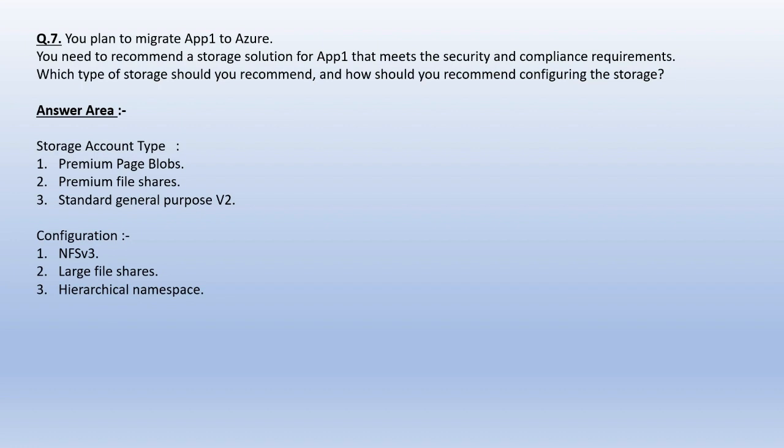First, premium page blobs. Second, premium file shares. Third, standard general purpose v2. And second question, configuration. First, NFS v3. Second, large file shares. Third, hierarchical namespace. So pause the video, try to guess, and I'm going to give you the answers.